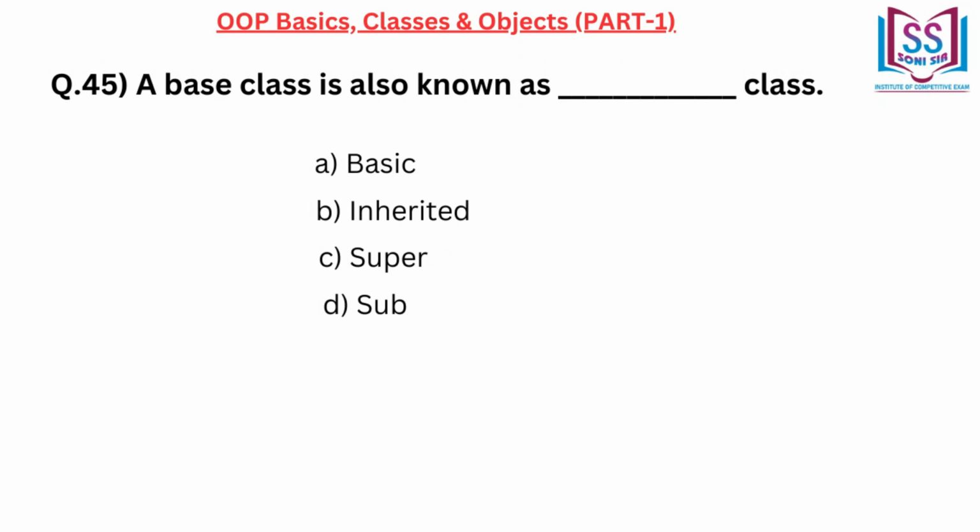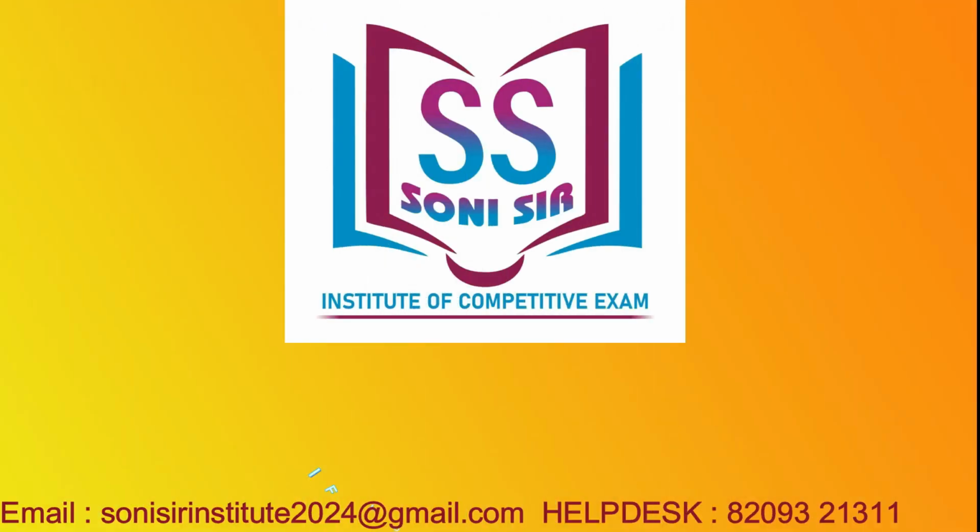A base class is also known as dash class. A. Basic. B. Inherited. C. Super. D. Sub. Correct answer, C. A class which is being derived by other classes is called a superclass. This concept is clearly used in Java, as we call the functions of a base class by using the keyword super as required.